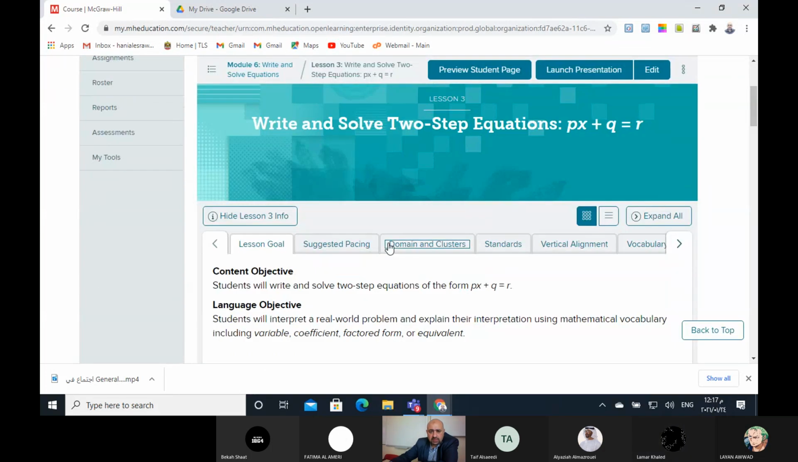So what is our lesson today? Write and solve two-step equations, px plus q equals r. Okay, no questions? I don't think so.